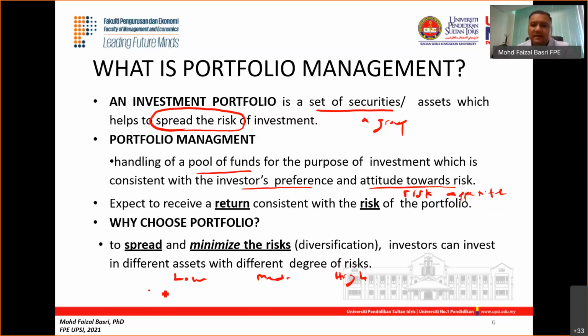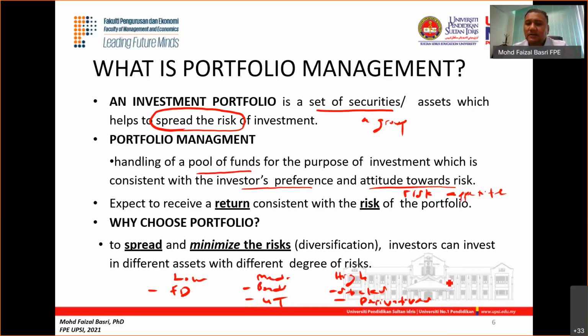Okay, kalau low risk, maybe FD, for example, fixed deposit. Okay, kalau you invest in fixed deposit, it's low risk, tapi return dia low lah. Okay, kalau medium lah, kita letak kat sini, maybe bond. Unit trust, for example, it's a medium risk kind of investment. Okay, and kalau high risk, in stocks, contohnya derivatives. Okay, so these are high risk investments.